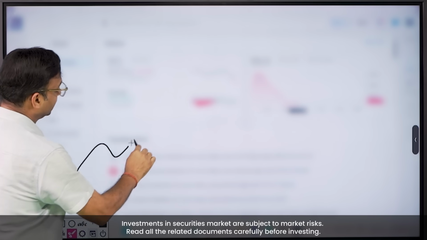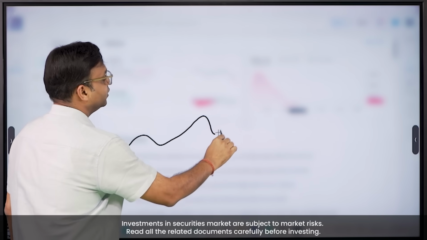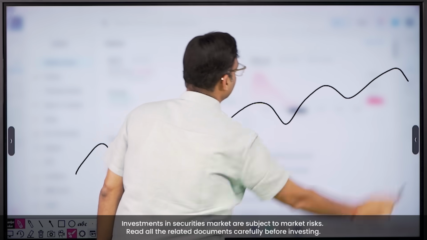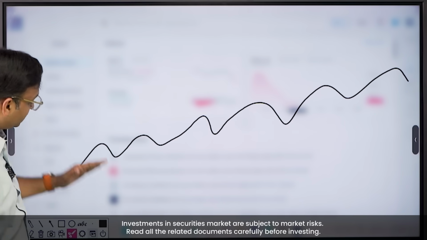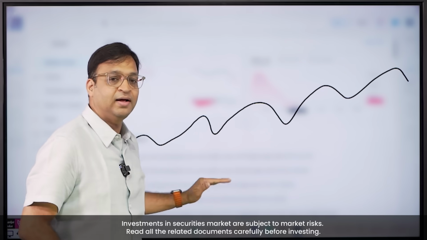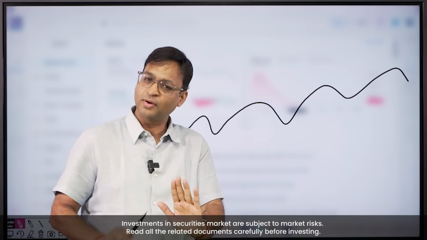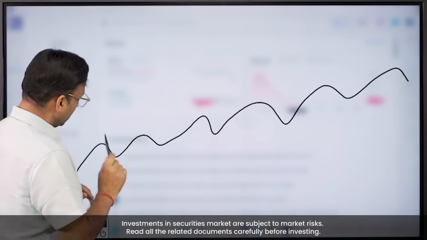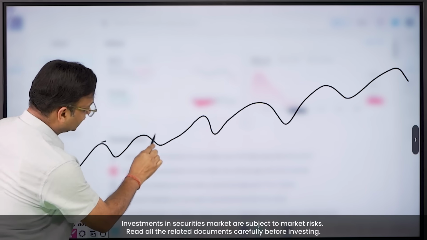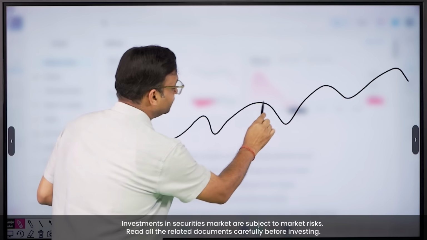A strong stock typically behaves like this. It will be uptrending, it will make higher highs and higher lows. All right, strong stock. Why do these falls happen? This fall, this fall, this fall, this fall.